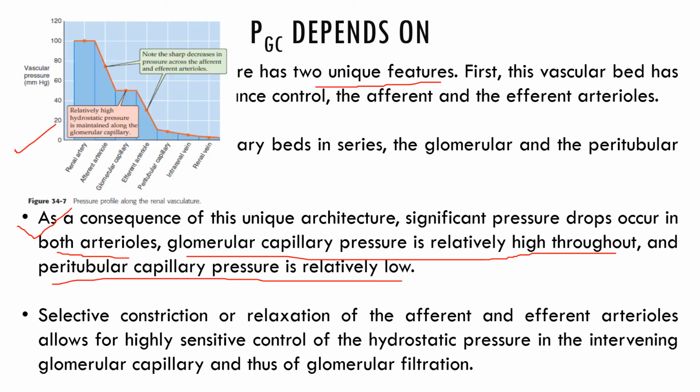If we look into the pressure here, we can see the renal artery pressure is quite high, but there is a very sharp drop of pressure in the afferent arteriole. Then the glomerular pressure is maintained. Then again there is a sharp drop of pressure in the efferent arteriole, and the peritubular pressure is very low. Selective constriction or relaxation of the afferent and efferent arterioles allows highly sensitive control of the hydrostatic pressure in the intervening glomerular capillary and thus of glomerular filtration.